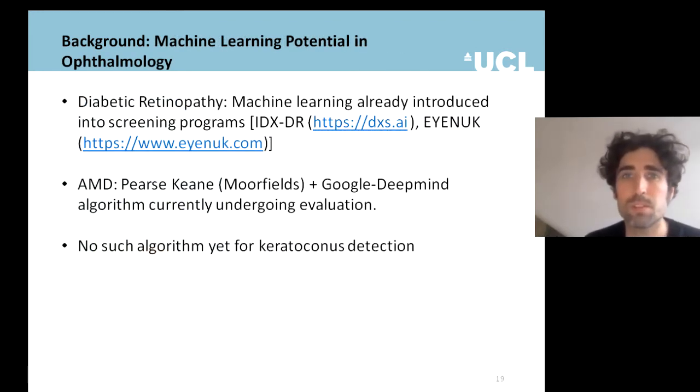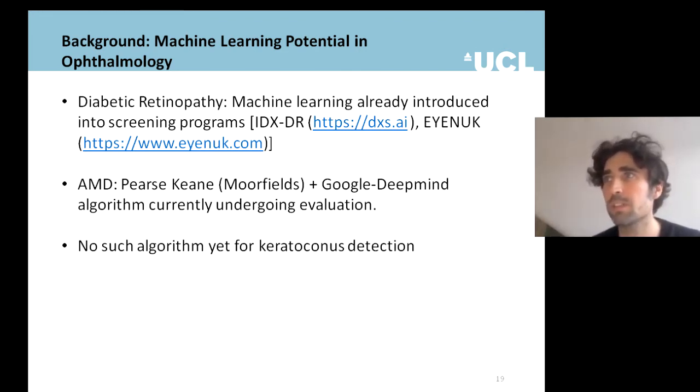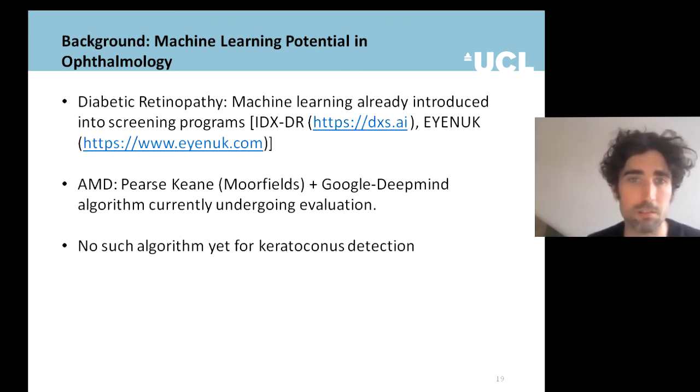So what's the potential for machine learning in ophthalmology? What's currently been going on, what people have been using. For diabetic retinopathy, machine learning has already been introduced into screening programs in the UK. And for age-related macular degeneration, which is another common retinal disease, Pearse Keane at Moorfields and Google DeepMind have got an algorithm which is currently undergoing evaluation. However, there's no such algorithm yet for keratoconus detection, at least not in a clinical trial or in actual day-to-day use. So there's definitely scope for a lot of work here.